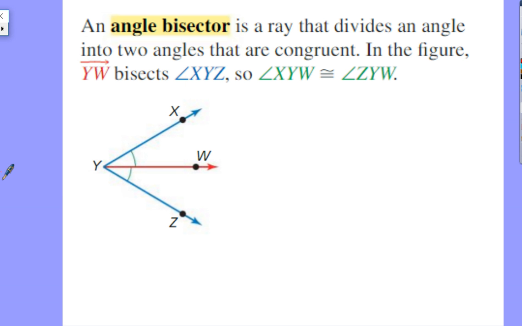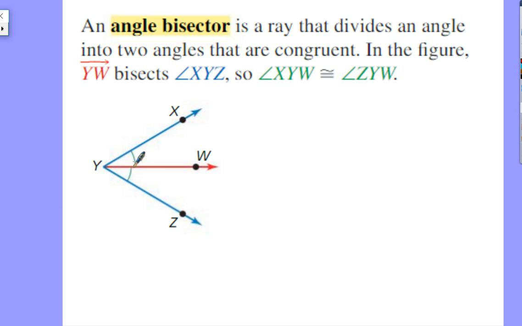All right, ladies and gentlemen, in this video we are going to discuss an angle bisector. So we're going to first and foremost identify what the angle bisector is. I'm going to utilize it in a little bit of application here. So the angle bisector is simply a ray that divides an angle into two congruent angles.